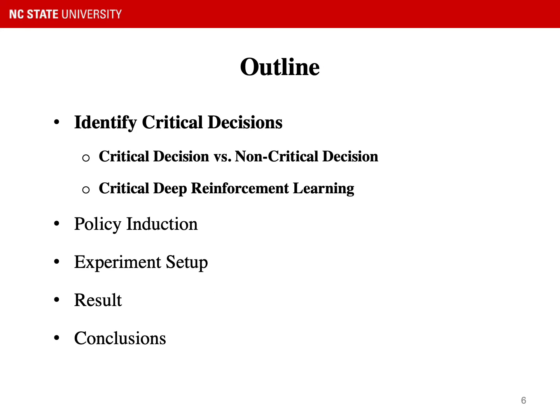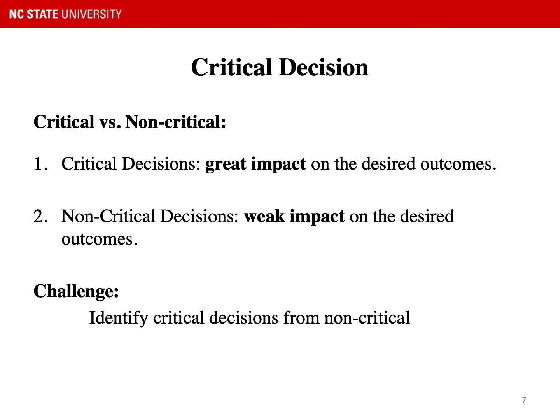This is the outline of the following talk. I will start with identifying critical decisions. It is hard to define critical decisions directly, but it is easy by comparing critical versus non-critical. By name, critical decisions are a series of decisions that have great impact on the desired outcomes. The non-critical decisions are those that have weak impact on the desired outcomes. So now, the challenge is how to identify critical decisions from non-critical ones.